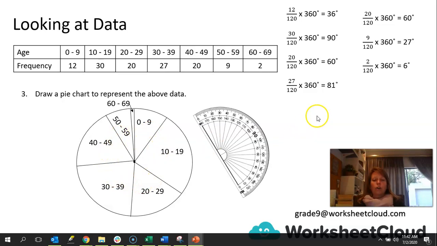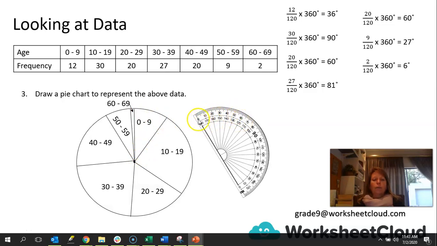Okay, so just to go over, what you do is you make sure that the center of your protractor is always on the center point of your circle, and then you make sure that this line of the protractor lines up with your very first line. And then you measure off and you put in the line. You draw in the line according to where it is on your protractor.